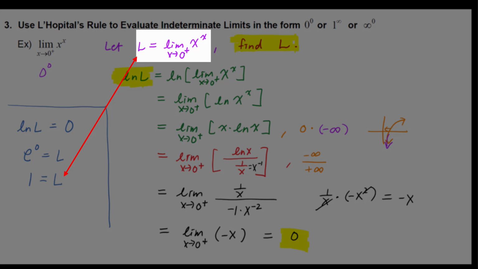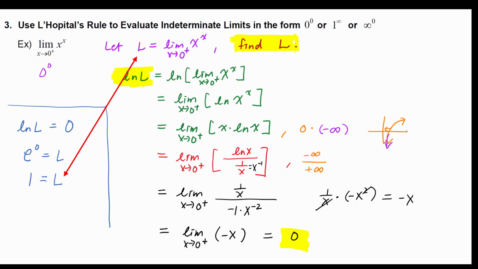so that L is 1. That was what the limit as x approaches 0 from the right of x to the x power was. So you can conclude that now the limit as x approaches 0 from the right of x to the x power is equal to L, which is 1. And finally, that is your answer.